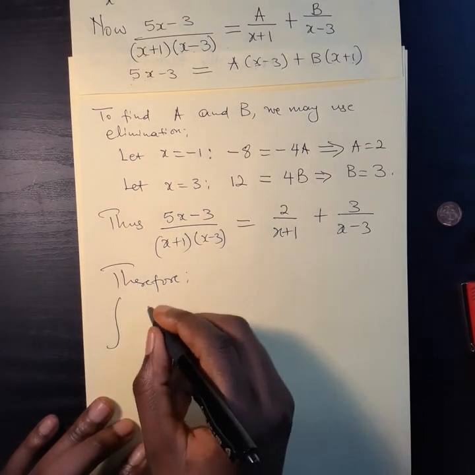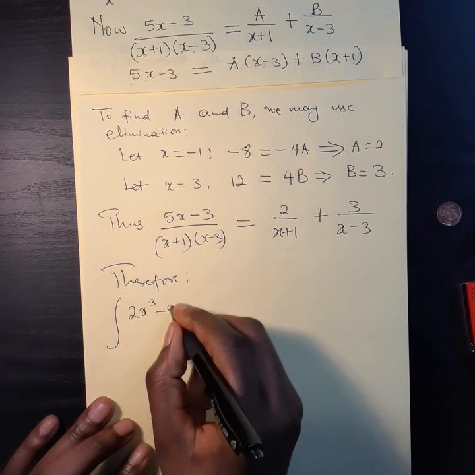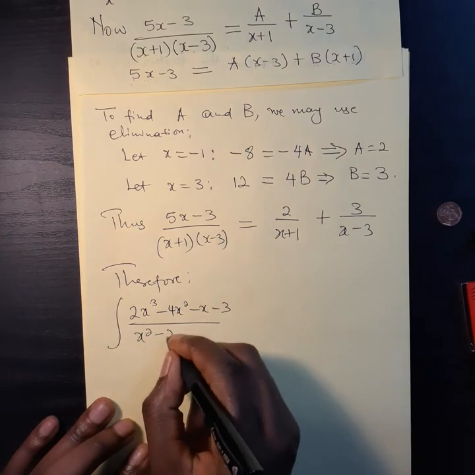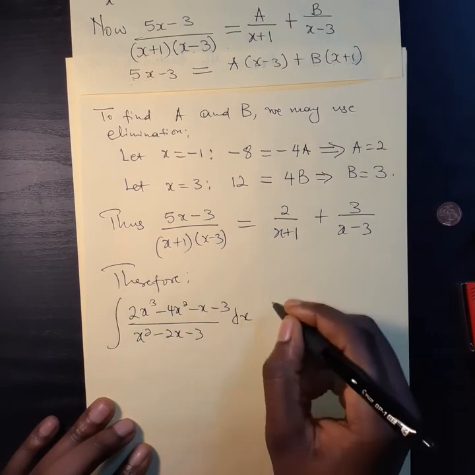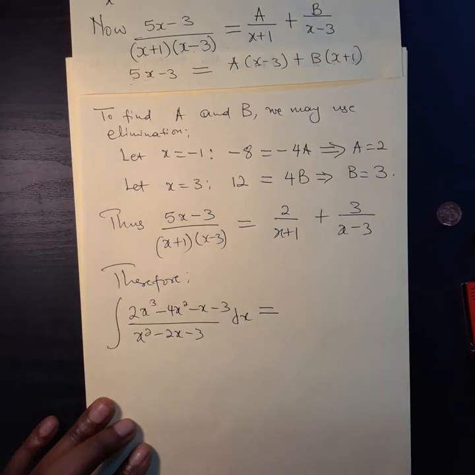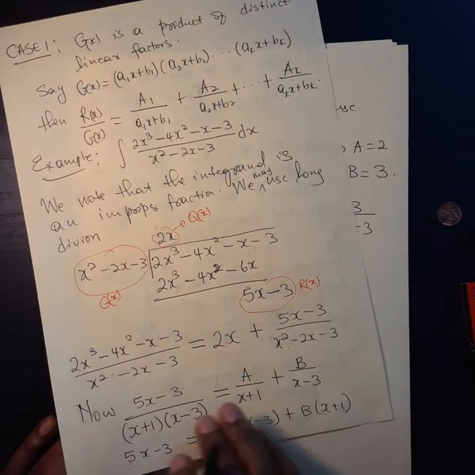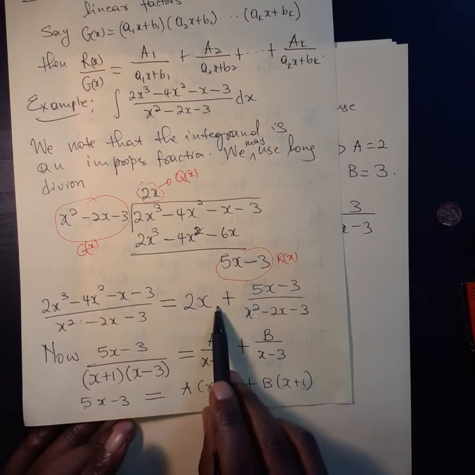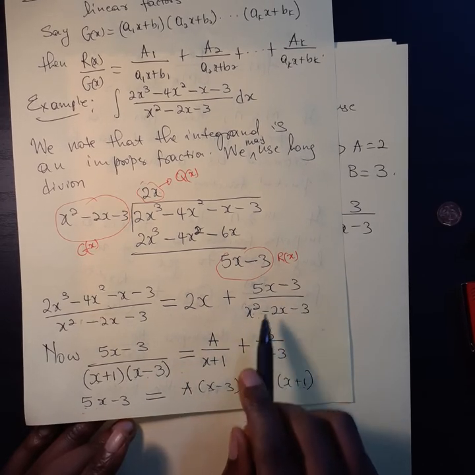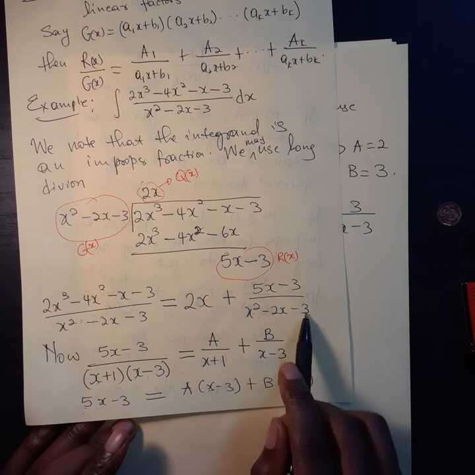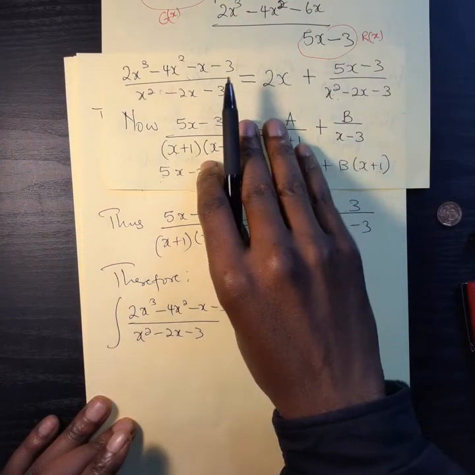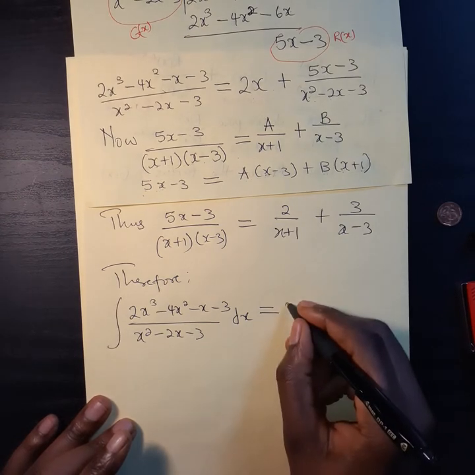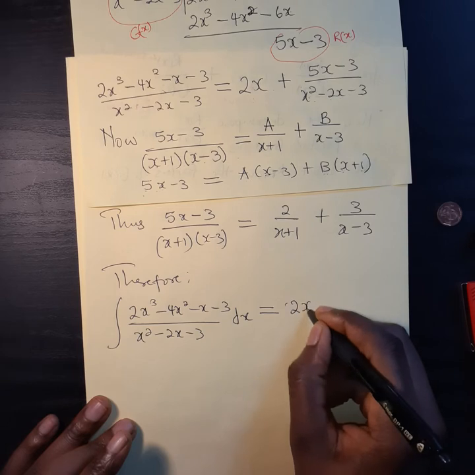the integral of (2x cubed minus 4x squared minus x minus 3) over (x squared minus 2x minus 3) dx is equal to, remember that after the long division, we got this integrand to be 2x plus (5x minus 3) over (x squared minus 2x minus 3). So if we remember that, it means now we will have the integral of 2x.